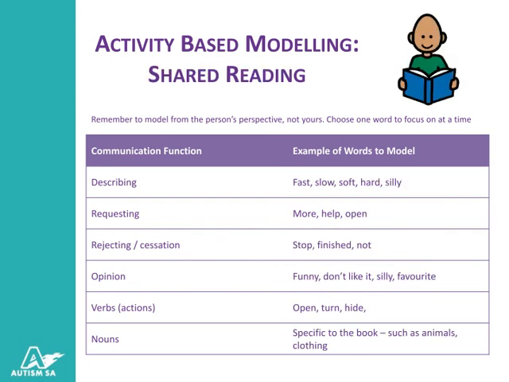Similar to shared reading, again, we can work on a range of communication functions. For example, rejecting, so stop, finished, not. Verbs, so open, turn, hide. You can model describing particular actions that are happening in the book. So when you're planning your activity-based modelling, thinking about what book you're going to read is really helpful to plan out exactly what you're going to model so you know what pathways to follow and so that you can feel more confident to model different functions.